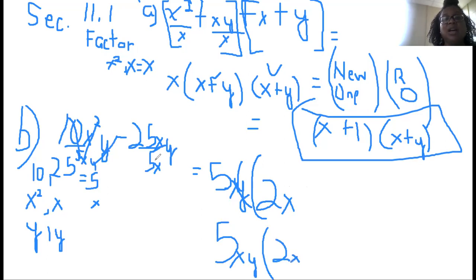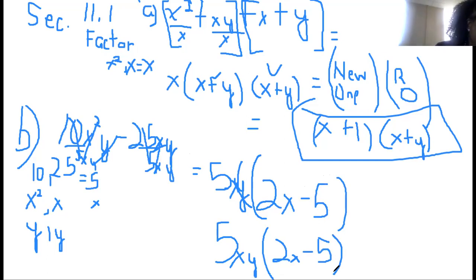There again, what will I notice? That I can divide 5 into 25. Bring down the minus, and there I show 5. Once again, what do I observe? x and x, that cancels out. And there again, I pull out that y, and that cancels out. So the only thing I'm left with is 5. So there's my final answer: 5xy times 2x minus 5. Final answer.